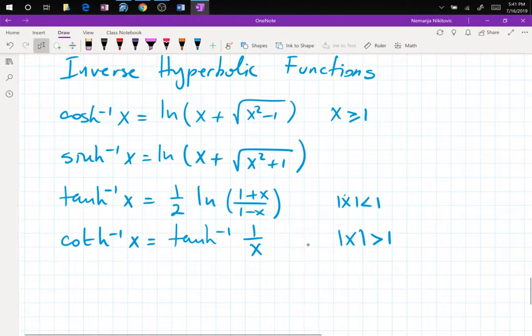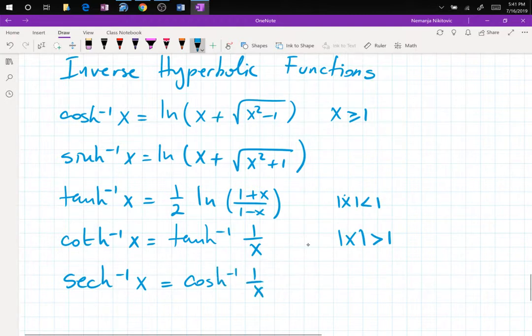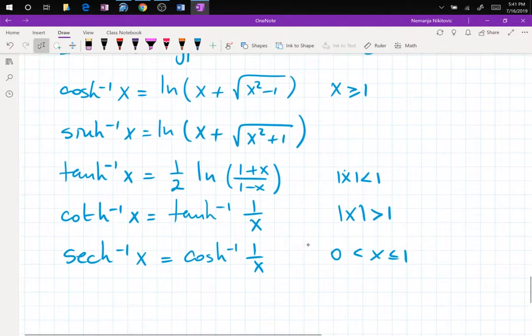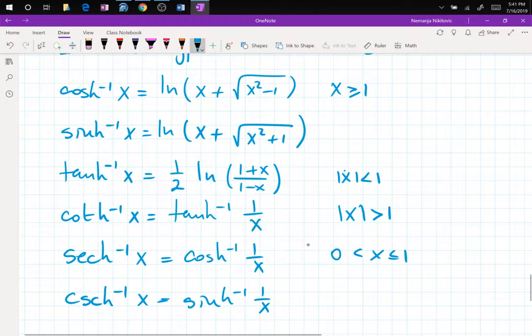And then secant and cosecant are all in terms of cosine hyperbolic and sine hyperbolic. So secant hyperbolic inverse of x is going to be cosine hyperbolic inverse of 1 over x for 0 less than x less than or equal to 1. And finally, cosecant hyperbolic inverse of x is sine hyperbolic inverse of 1 over x, where x is not allowed to be 0.